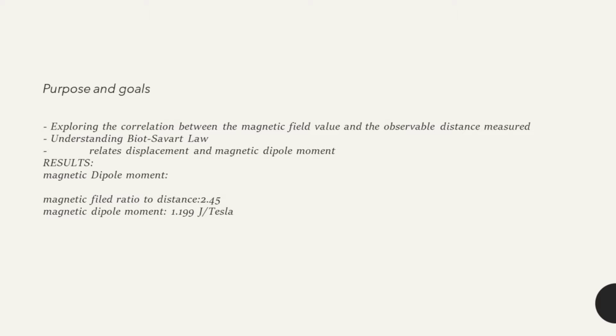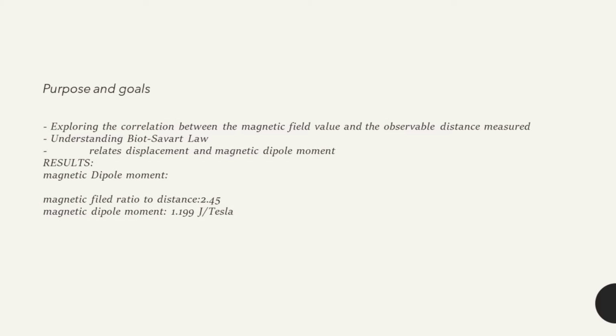The main purpose of this lab is exploring the correlation between the magnetic field value and the observable distance measured during the experiment. We will be doing this both on and off the axis. In order to do so, we have to further understand the Biot-Savart law, which relates displacement and the magnetic dipole moment.